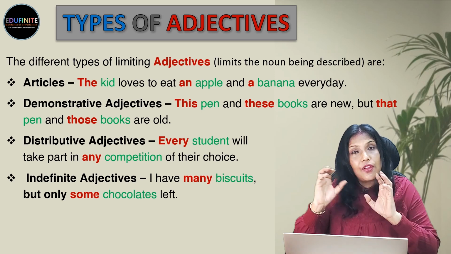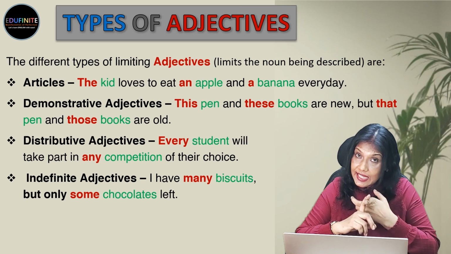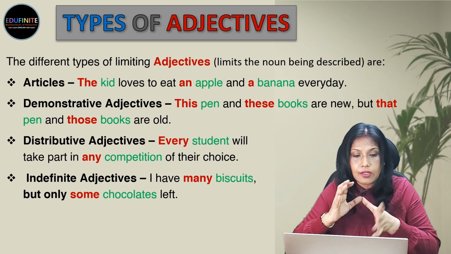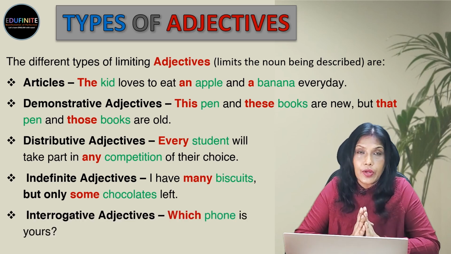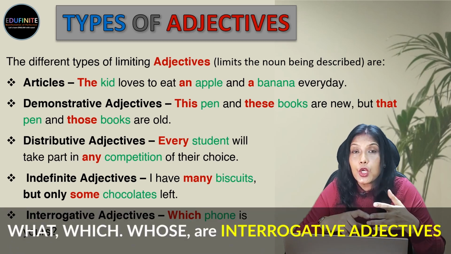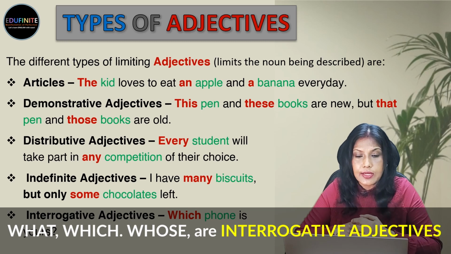So many is qualifying the noun biscuits. So many is an adjective. It's an indefinite adjective. And some is also qualifying chocolates. So that is also an indefinite adjective. Next, we have interrogative adjectives. Well, words like what, which, whose, these are used as interrogative adjectives. Let's look into a sentence.